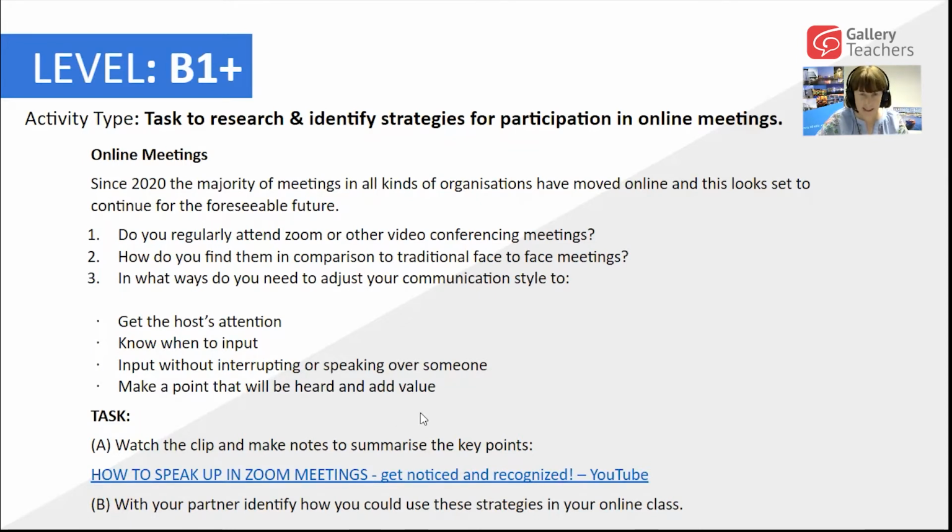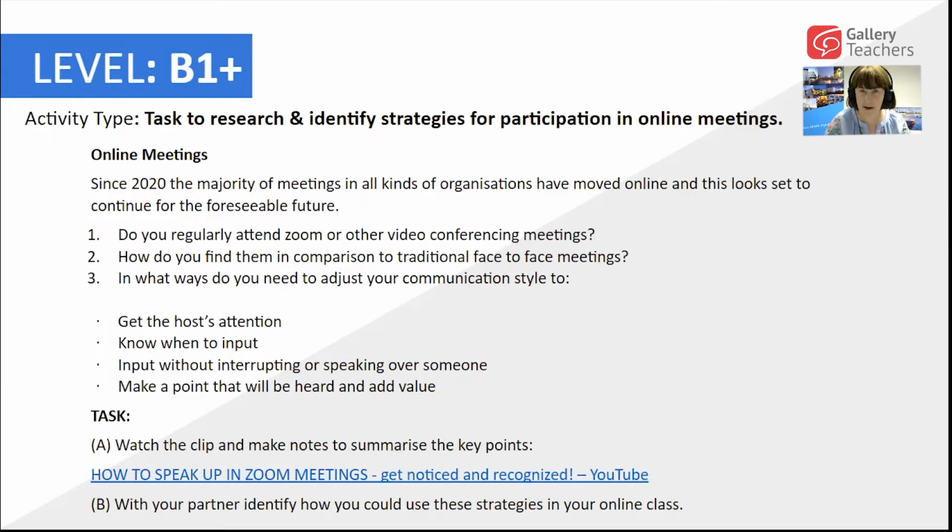The next stage of the task is they must do their own research and watch a very short video clip, just 3 or 4 minutes long, about how to speak up at Zoom meetings. Afterwards, they go back into their group and they discuss the answers to the questions again. And then immediately, they can work on strategies of how to use this advice to interact in their online classes or in their hybrid classes, even more so.